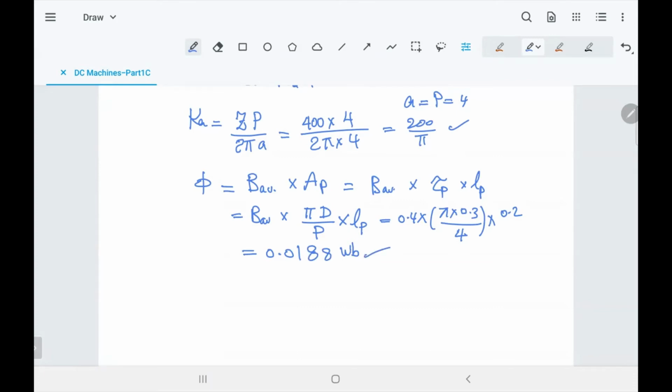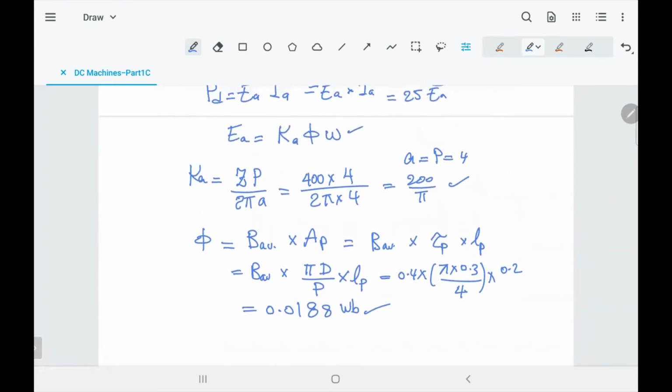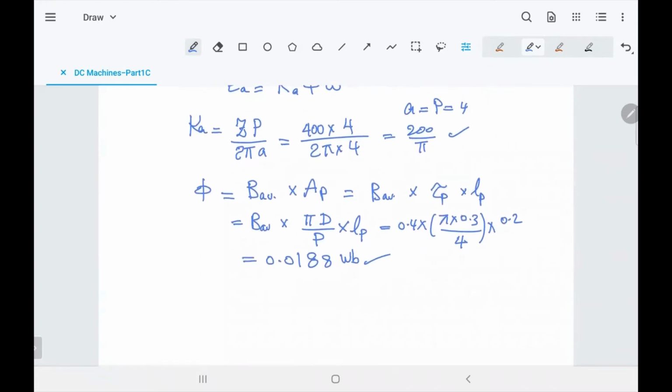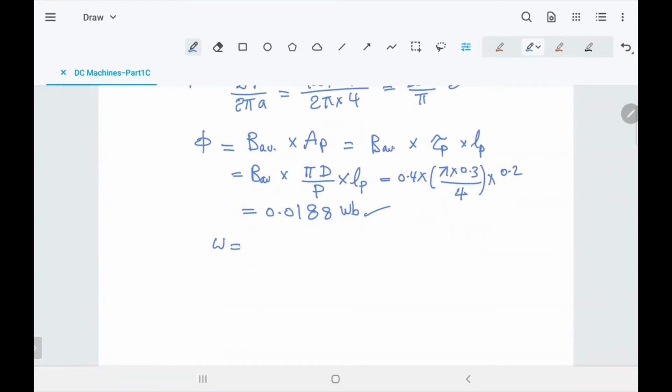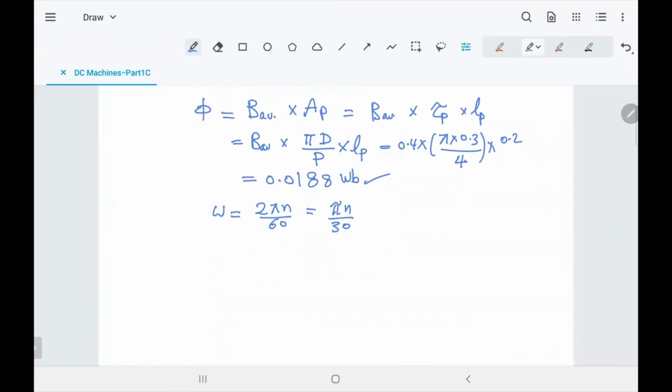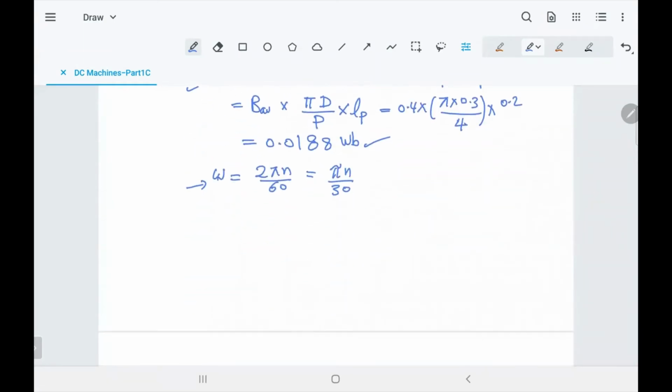So I got the flux phi, I got the constant Ka, and the omega is easy to get. The omega will be equal to 2 pi n over 60. I said we can do it like pi n over 30. Keep it like that because I'd like to find the constant. So I got now the expression for omega, for the flux, for Ka. Let me write it now. So Ea will be equal to Ka phi omega.